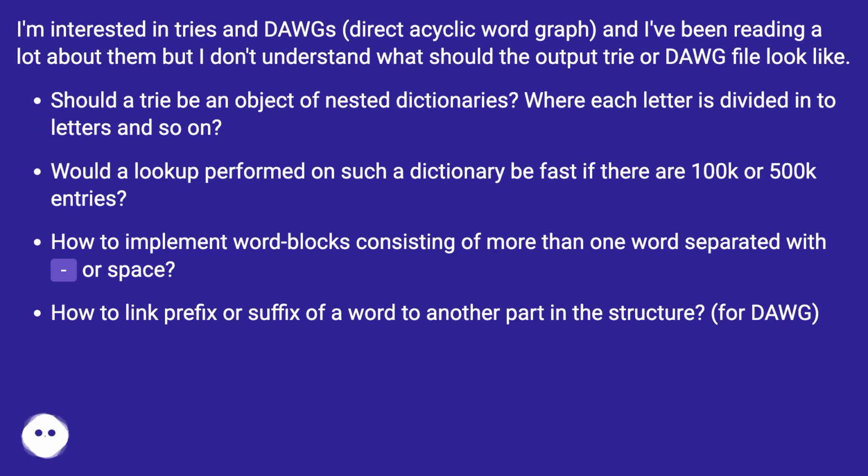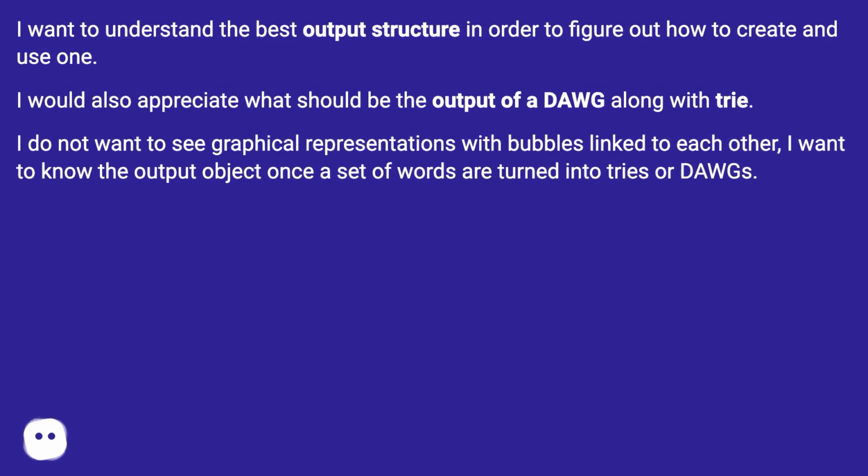How to implement word blocks consisting of more than one word separated with a comma or space? How to link the prefix or suffix of a word to another part in the structure? For a DAWG, I want to understand the best output structure in order to figure out how to create and use one. I would also appreciate knowing what the output of a DAWG should be, along with a trie. I do not want to see graphical representations with bubbles linked to each other. I want to know the output object once a set of words are turned into tries or DAWGs.